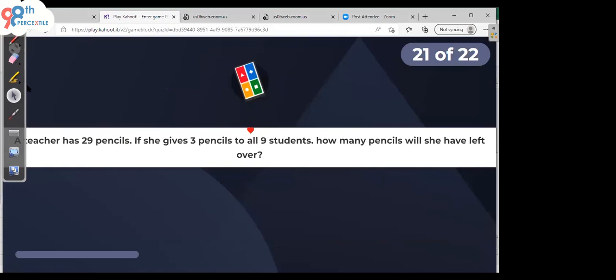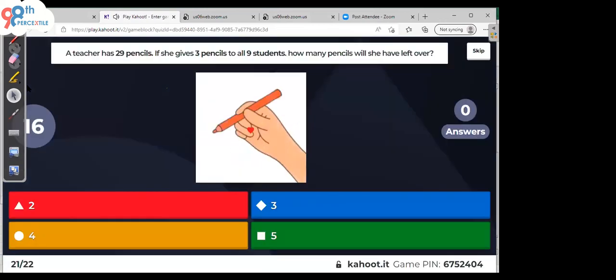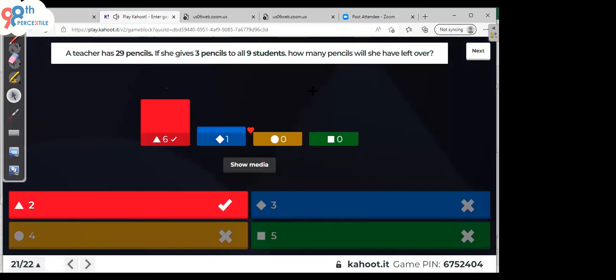A teacher has 29 pencils. If she gives 3 pencils to all 9 students, how many pencils will she have left over? Easy question. 29 pencils in total. Okay, 6 of you got it correct.